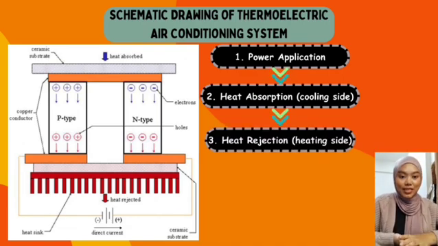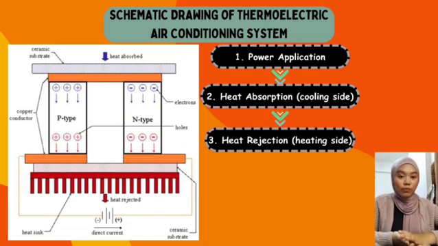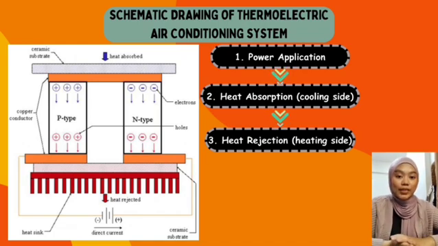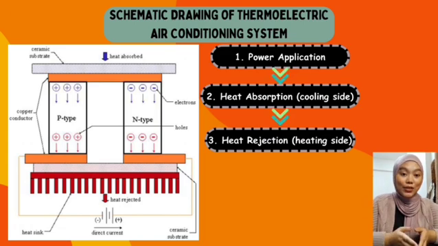So the next step is heat rejection. The electrons will release the energy as heat when they move back from the N-type material to the P-type material on the other side of the module. And this side of the module will become hot and the heat needs to be dissipated to the external environment. So the heat sink and fan are used on this side to facilitate efficient heat dissipation.